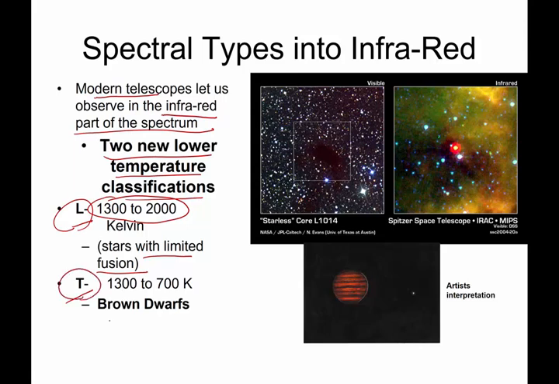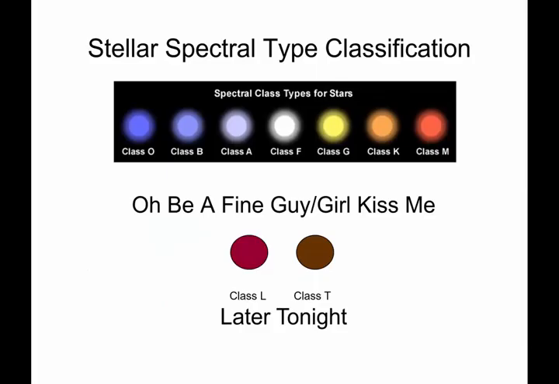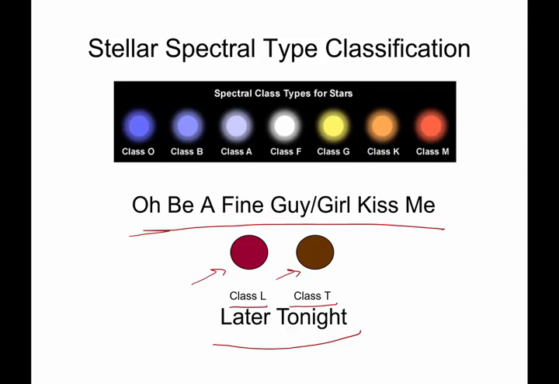Then there are T stars. T stars are known as brown dwarfs. This is an artist's interpretation of a brown dwarf. Brown meaning it just gives off a tiny amount of light, not a big nuclear furnace in there, and a cool external temperature, 1300 to about 700 Kelvin. Now, how are you going to keep the L and the T straight with the others? Well, this is how you do it. "Oh, be a fine girl, kiss me later tonight." So later tonight, because then it's the L class and the T class stars, and they are getting dimmer and darker and down to the point that you end up with brown dwarfs.